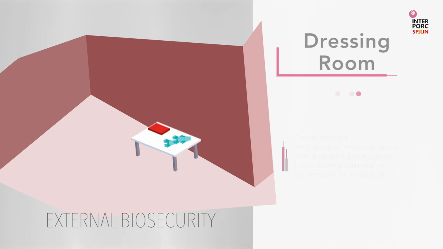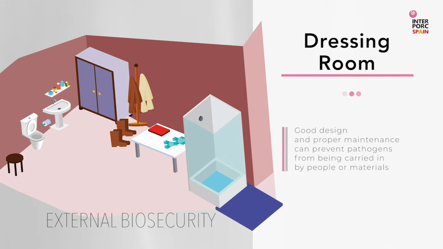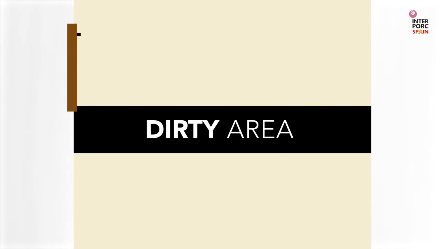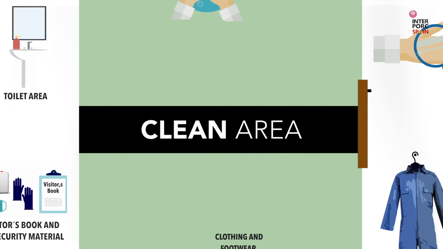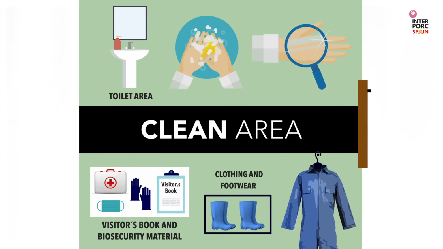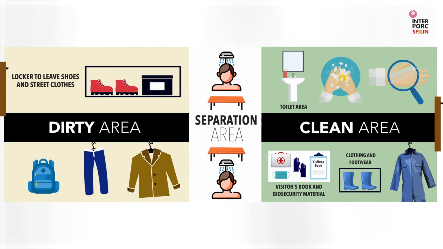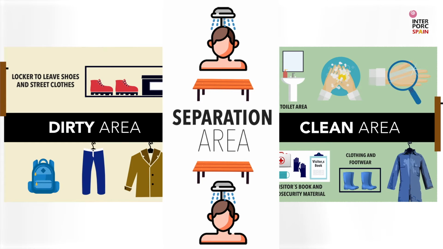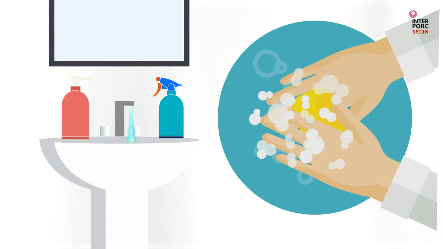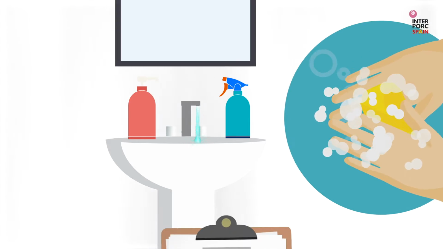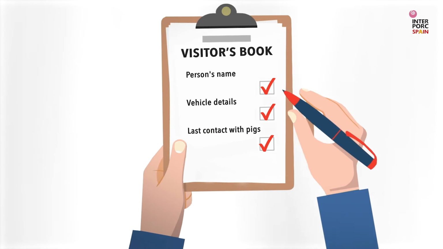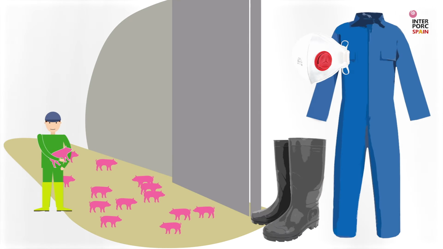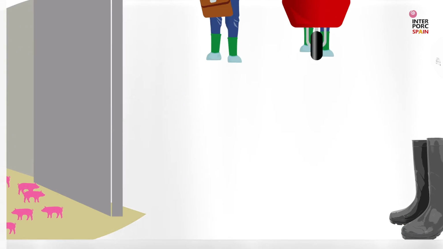Dressing room. To prevent the entry of pathogens, a dirty area to deposit external equipment and a clean area for the equipment used at the farm should be enabled. To reduce the risk of contamination, there must be a physical barrier between the two areas. The dressing room shall be equipped with running drinking water and personal hygiene products. It shall have a visitor's book to log relevant information. And operators shall wear appropriate clothing and footwear.